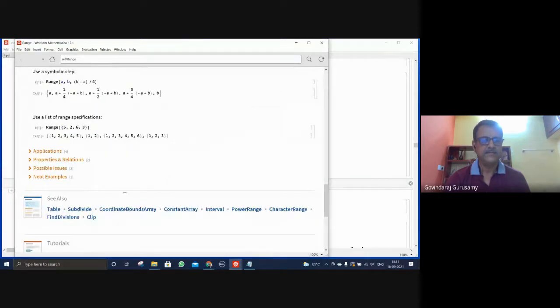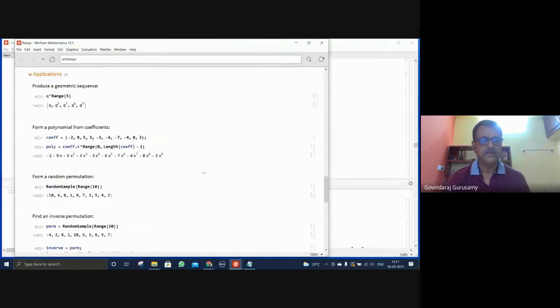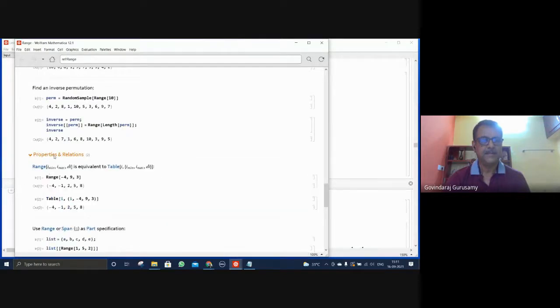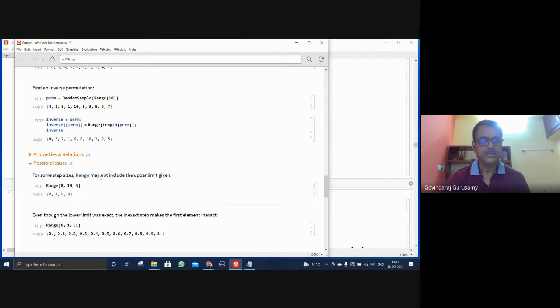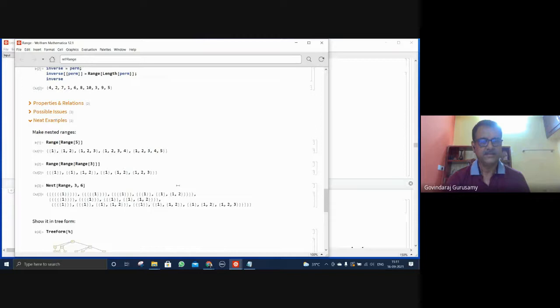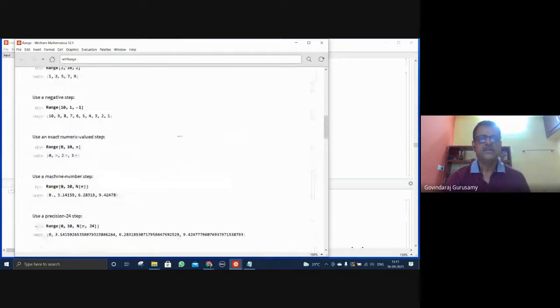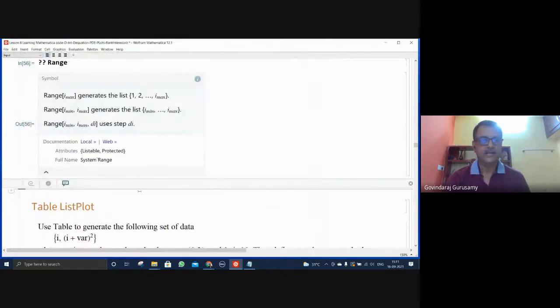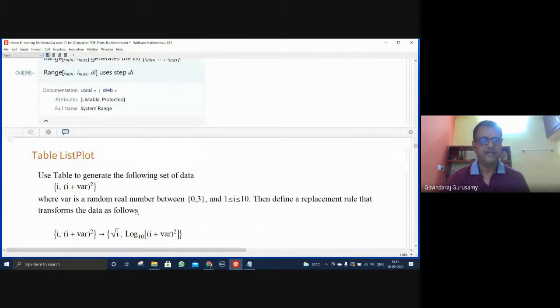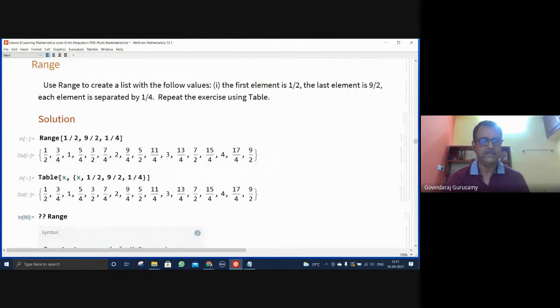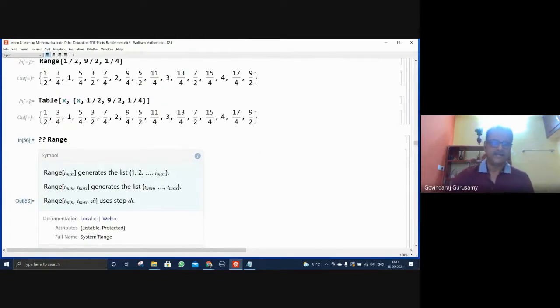Generalization has been given. Applications are given. Random sampling or suggestions are there. Properties and relations. Issues are there. There are some issues that will come. We should be careful about that. Complete examples. Okay, so this is how range is being handled by Mathematica. And you have a table that is equivalent, but this is an improved version. The table is the older one. The range has been added in the later versions.